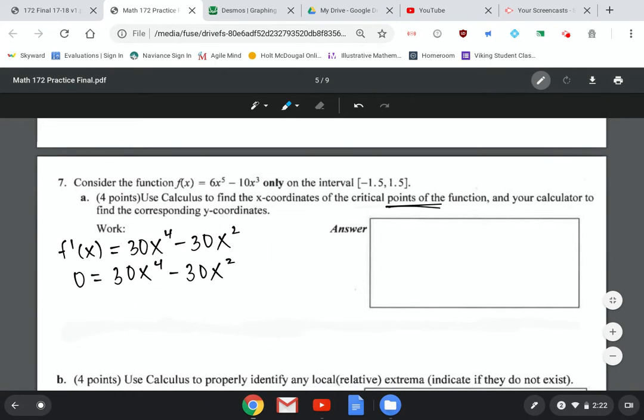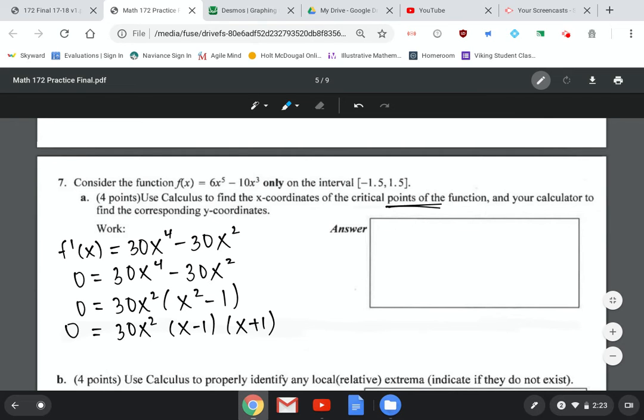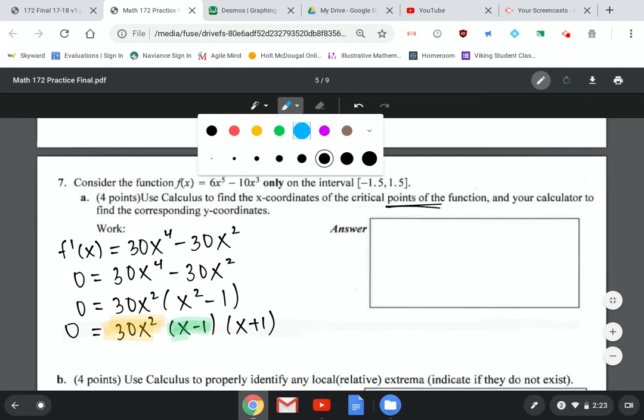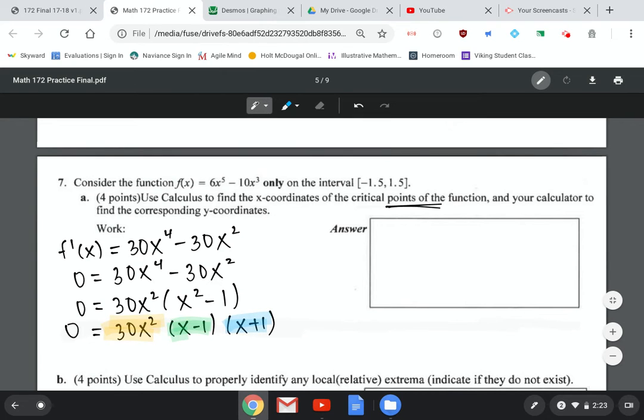In order to solve this, we're going to need to factor. So I know that they have a 30x squared in common, which leaves me with x squared minus 1. This could be factored further into 30x squared times x minus 1 and x plus 1. Now I can very clearly see my critical values. Set each factor equal to 0. This is a factor. When I set that equal to 0, I get 0. This is a factor. When I set that equal to 0, I get 1. And this is a factor. And when I set that equal to 0, I get negative 1.